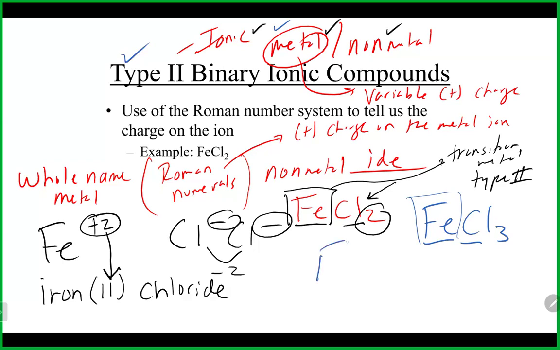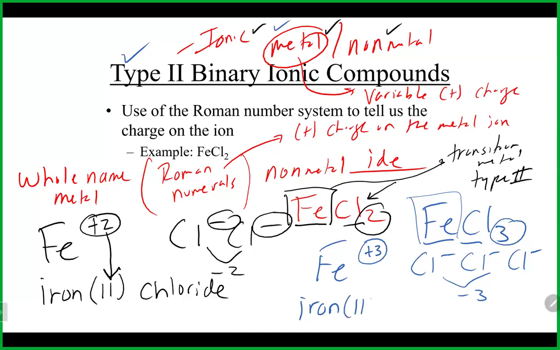So we do the same deal here, but in this case we have not 1, not 2, but 3 chlorides, giving us a -3 overall charge, which means the iron is not +2. The iron has to be +3 to balance it out. And this would give us iron, Roman numeral 3, again for the charge that's on it. And again, it doesn't matter how many chlorides we have. It's still just going to be iron(III) chloride in this case.